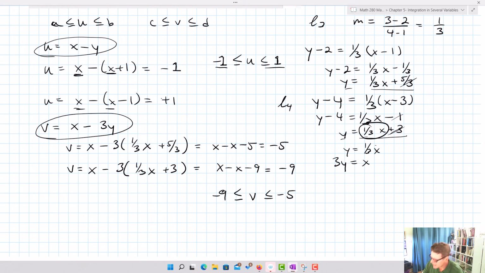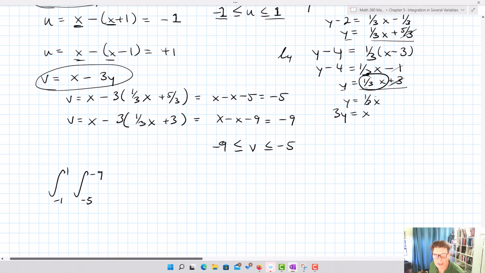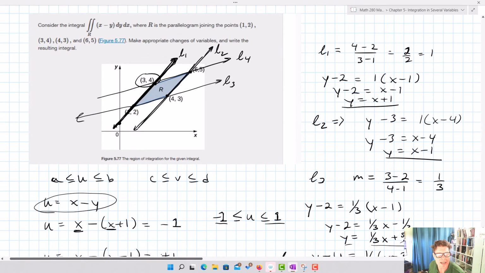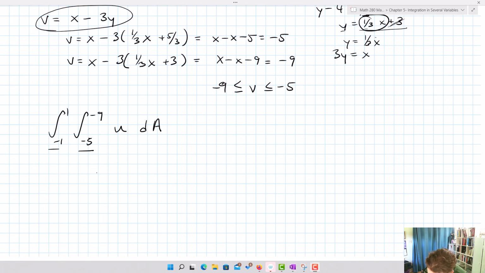So now that we have this, we're going to have an integral from negative 1 to 1, and then an integral from negative 5 to negative 9. Then we notice that u equals x minus y, so this is going to be u, and then it'll be dA. We're going to need to figure out what that dA is. Recall that dA is going to equal our Jacobian, J of uv, and in our case this ends up being dv du.